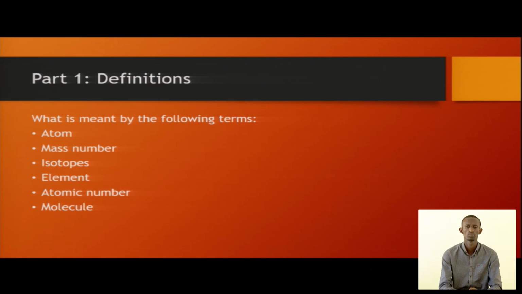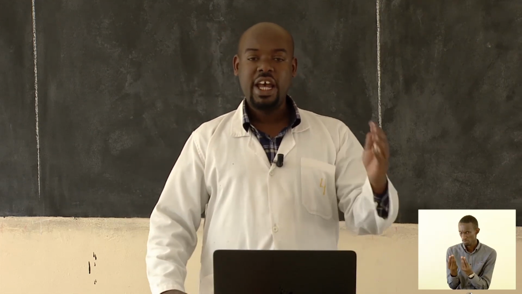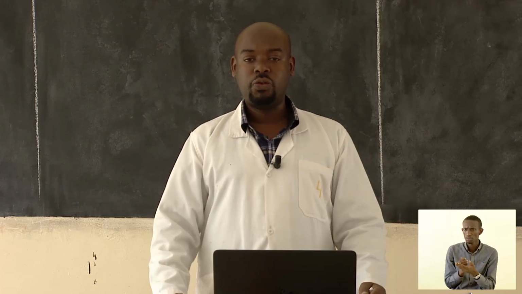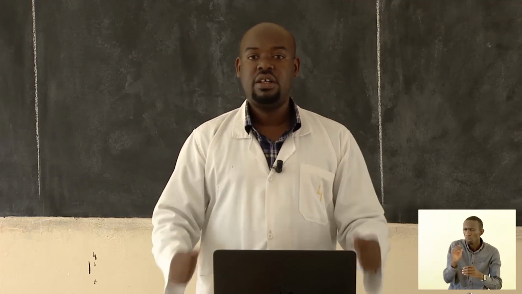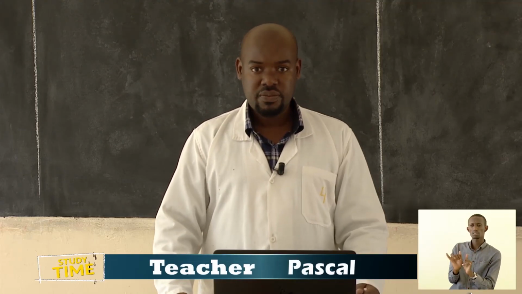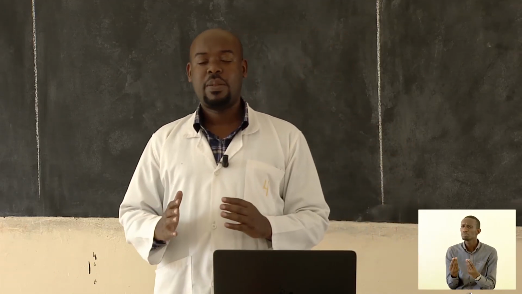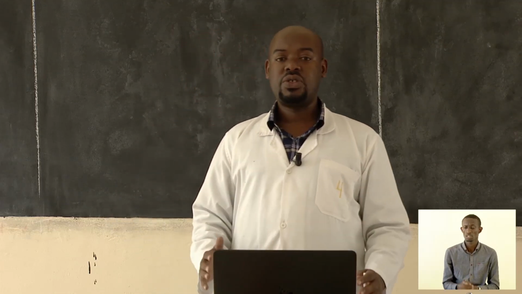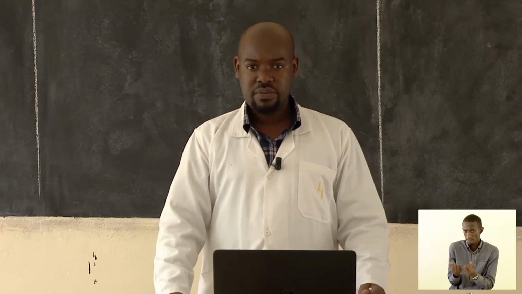Okay, so let us have the answer for the first definition. What is an atom? We defined an atom as the simplest particle of an element, or the simplest particle of matter, which can exist on its own and which will retain the properties of an element. I repeat, an atom is the simplest particle of matter which can exist on its own and which retains the properties of an element. That is the atom.